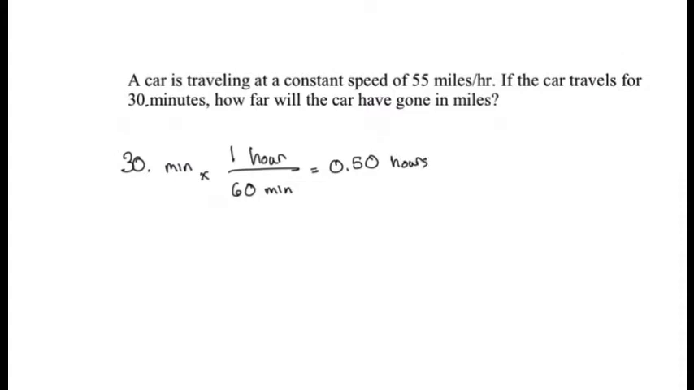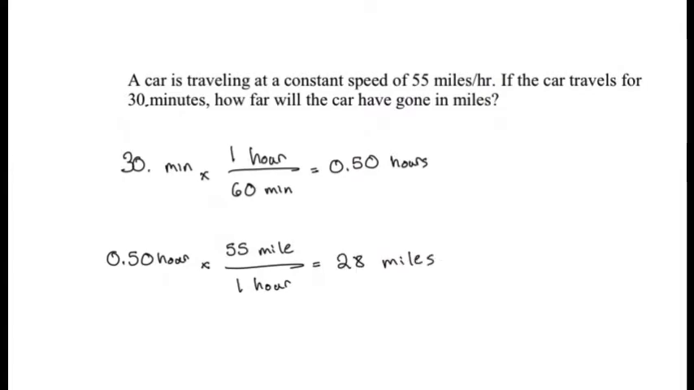Now we can take that 0.50 hours and we can use our conversion of 55 miles per 1 hour. And when we do this out, we see that our car will have gone 28 miles. So pretty simple. Now moving on to one a little bit more complicated.